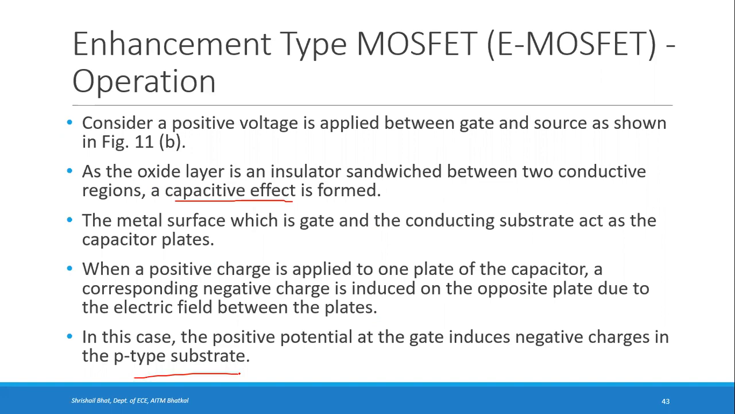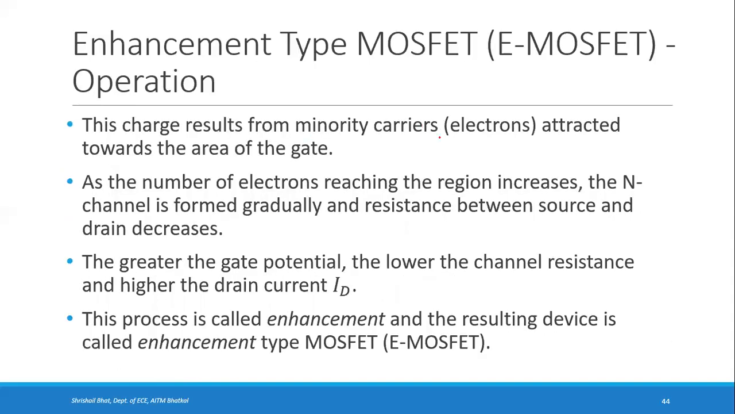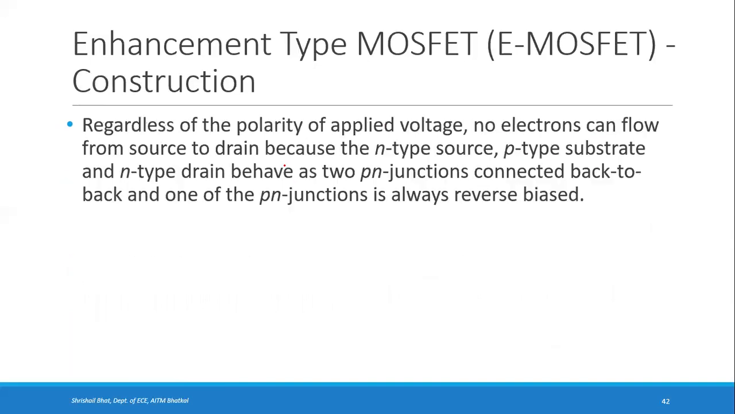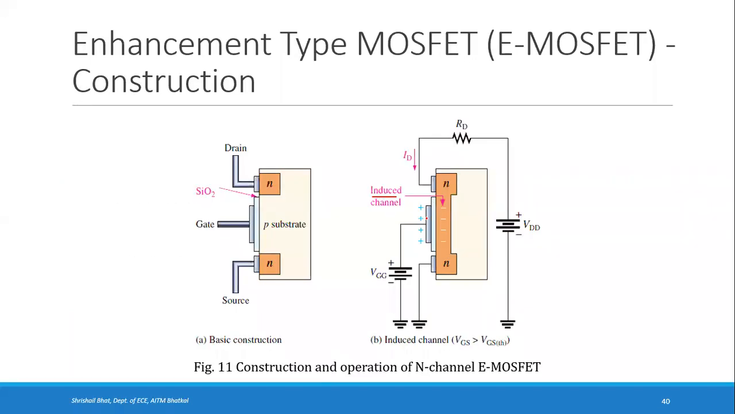So it results in an induced N-type channel. This charge results from the minority carriers, or electrons, that are attracted towards the area of the gate, right? So there are electrons, because of this positive polarity, there will be negative charges which will be polarized near the plate. So we have negative particles.